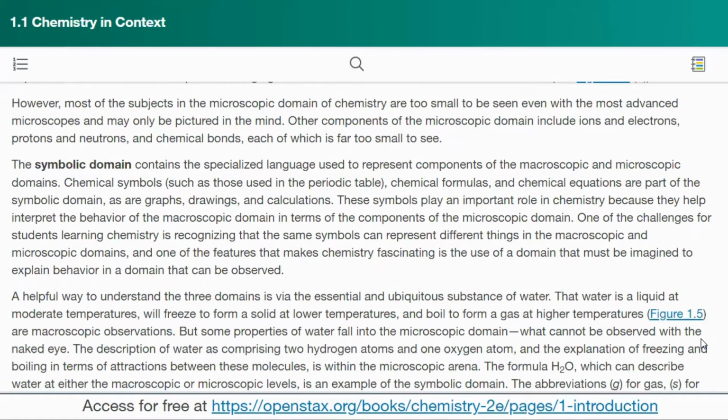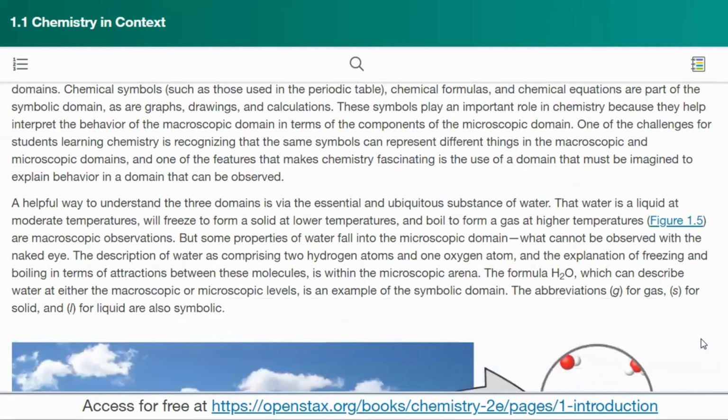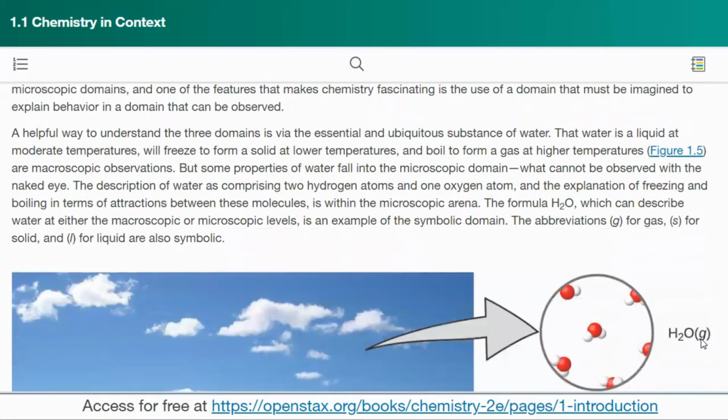One of the challenges for students learning chemistry is recognizing that the same symbols can represent different things in the macroscopic and microscopic domains. And one of the features that makes chemistry fascinating is the use of a domain that must be imagined to explain behavior in a domain that can be observed. Let me repeat that. This is interesting. One of the features that makes chemistry fascinating is the use of a domain that must be imagined to explain behavior in a domain that can be observed.